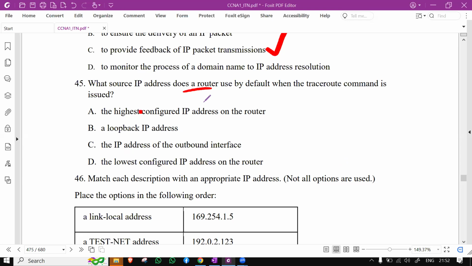When the traceroute command is issued, inbound, outbound, the IP address of the outbound interface. So if we have a network like this, interface... outbound, not inbound.